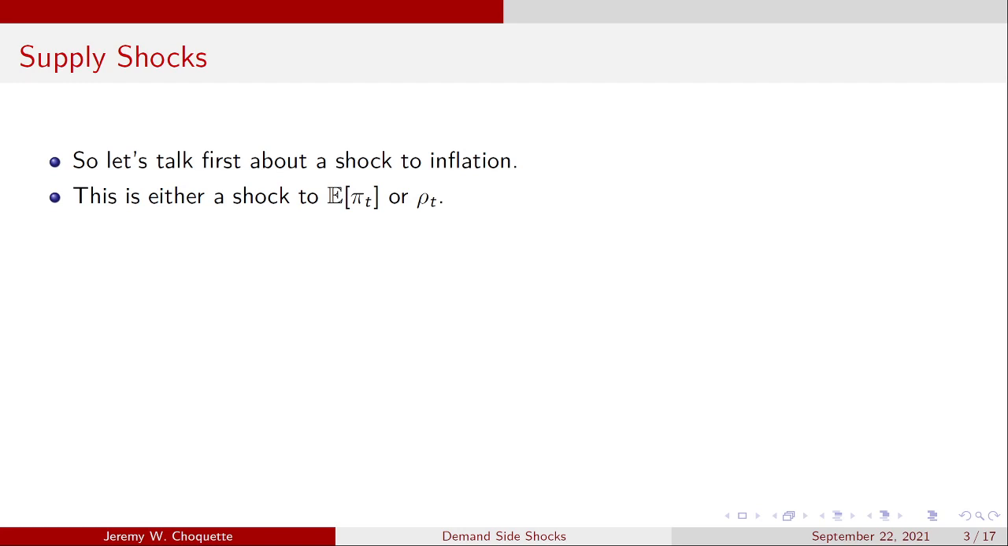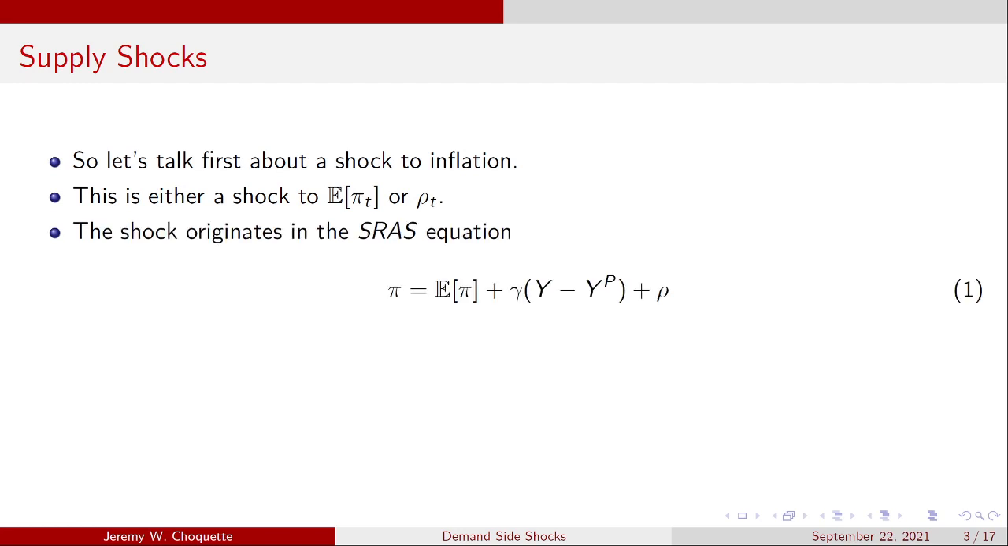So the shock to inflation is either going to be a shock to expected inflation or to that term rho. Now, both of these are going to be showing up in the short-run aggregate supply equation. One of these is expected inflation, which we're modeling as is. The part that is not explicitly modeled, however, is that rho term.